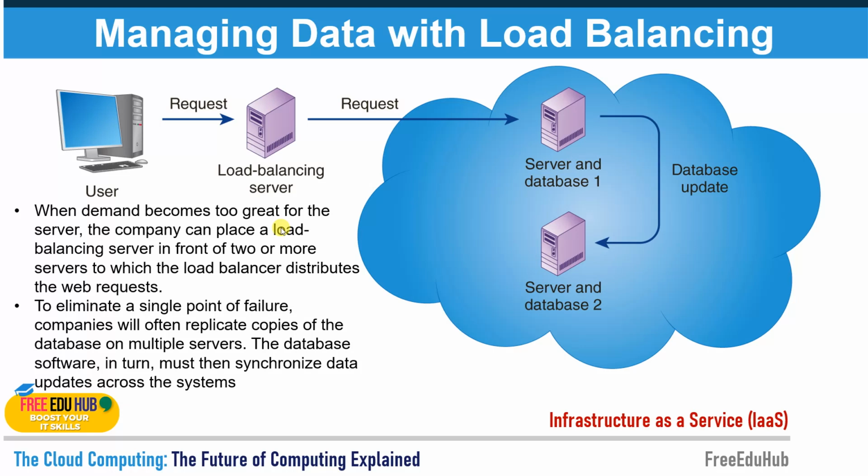When demand becomes too great for the server, the company can place a load balancing server in front of two or more servers, to which the load balancer distributes the web services. So it would keep on going to one server, and if it sees that it's heavy, it would transfer to the other one. But the previous technique we saw, distributing the traffic equally to the servers, is still the most successful, which we call round robin as well. To eliminate a single point of failure, companies will often replicate copies of the databases on multiple servers. The database software in turn must then synchronize the data and update it across different systems.